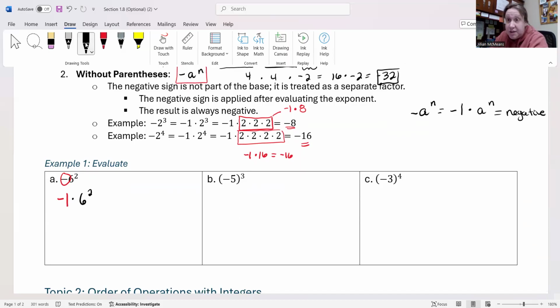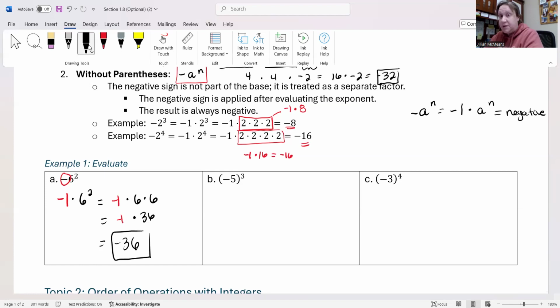6 squared is just 6 times 6, which is 36. So this becomes -1 times 6 times 6. So it's going to be -1 times 36 or negative 36. So without parentheses, just really understand that that -1 or that negative, we treat it as its own separate factor of -1. You're always going to get a negative product. Okay? Now for part B, we have -5 to the third power.